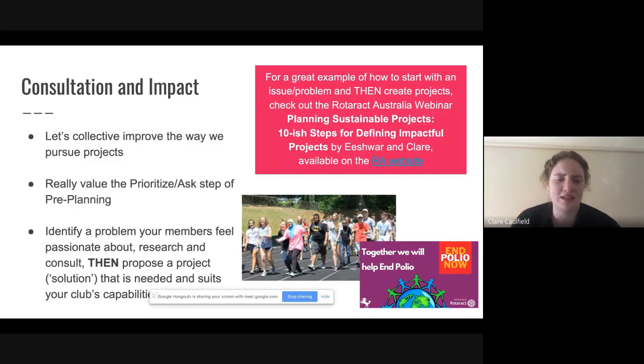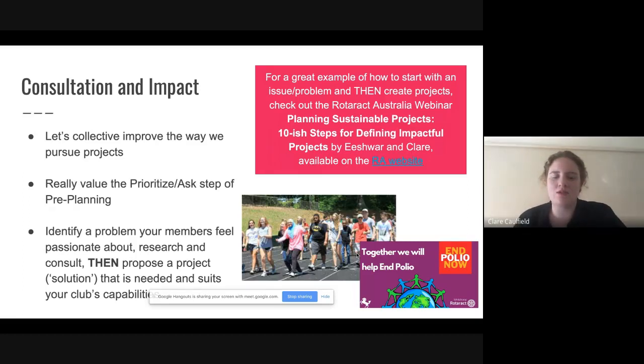So I'd like to see projects where we identify a problem that your members feel passionate about. We do some research and consultation, and then we propose specific project ideas, which we could call a solution. I don't think Rotaractors are brave enough to say we're going to completely solve the problem, but a part of the problem we think we can help address that's needed and that suits your club's capabilities.